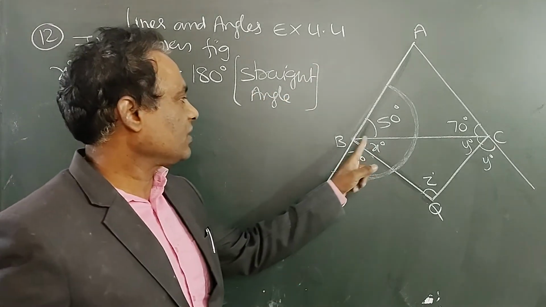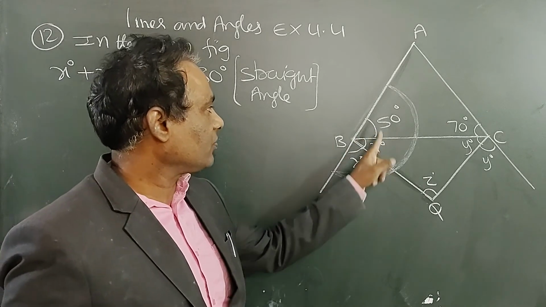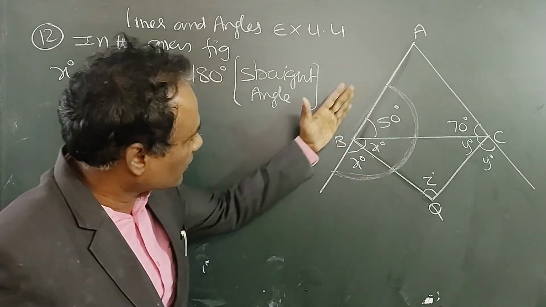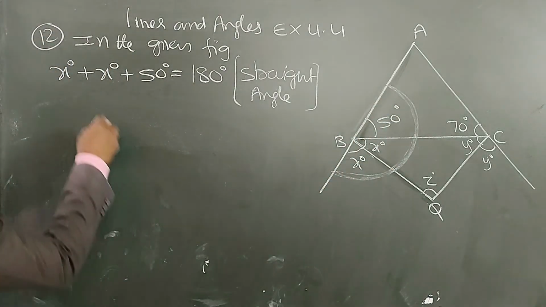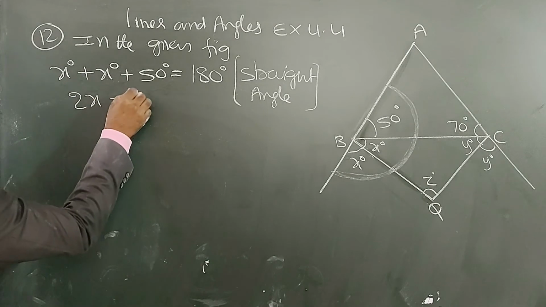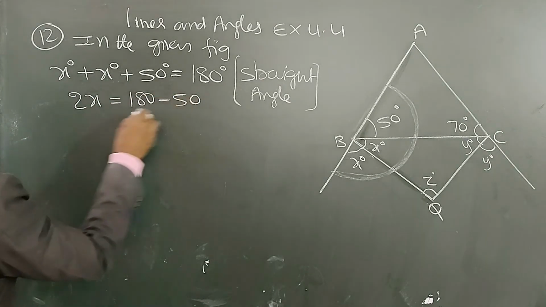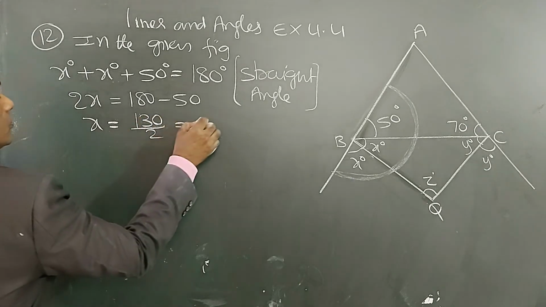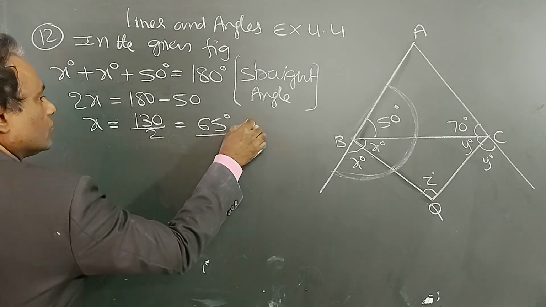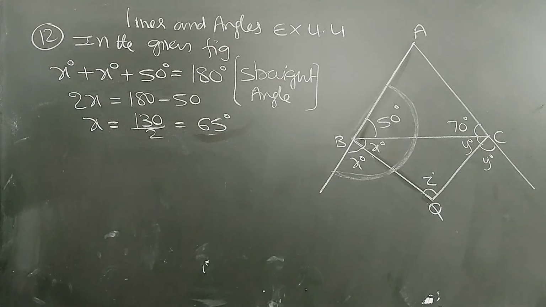Straight angle, this plus 50, total angle on one side of the straight line is 180 degrees. So 2X is 180 minus 50. 180 minus 50 is 130, by 2 is 65. We got X is equal to 65. But the question is find Z. First we will get X and Y, then only we will get Z.